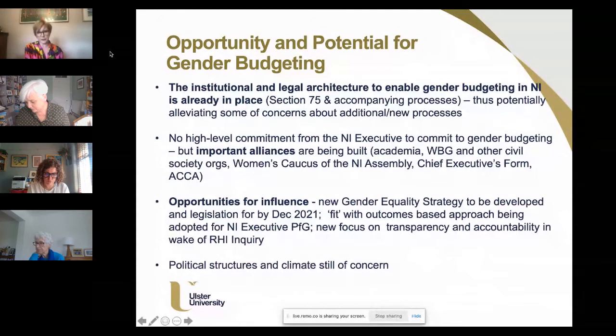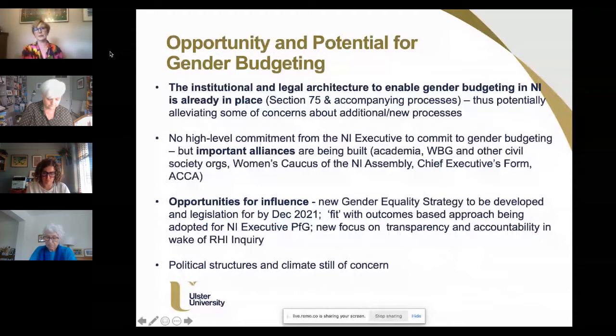So I think that's quite positive, and we do need to continue to work to make sure that stays on the agenda for the gender equality strategy. The principles of gender budgeting and the methods of gender budgeting are also a good fit for the outcomes-based approach, which is being adopted by the Northern Ireland Executive in the programme for government. So I think that's also something we can build on.